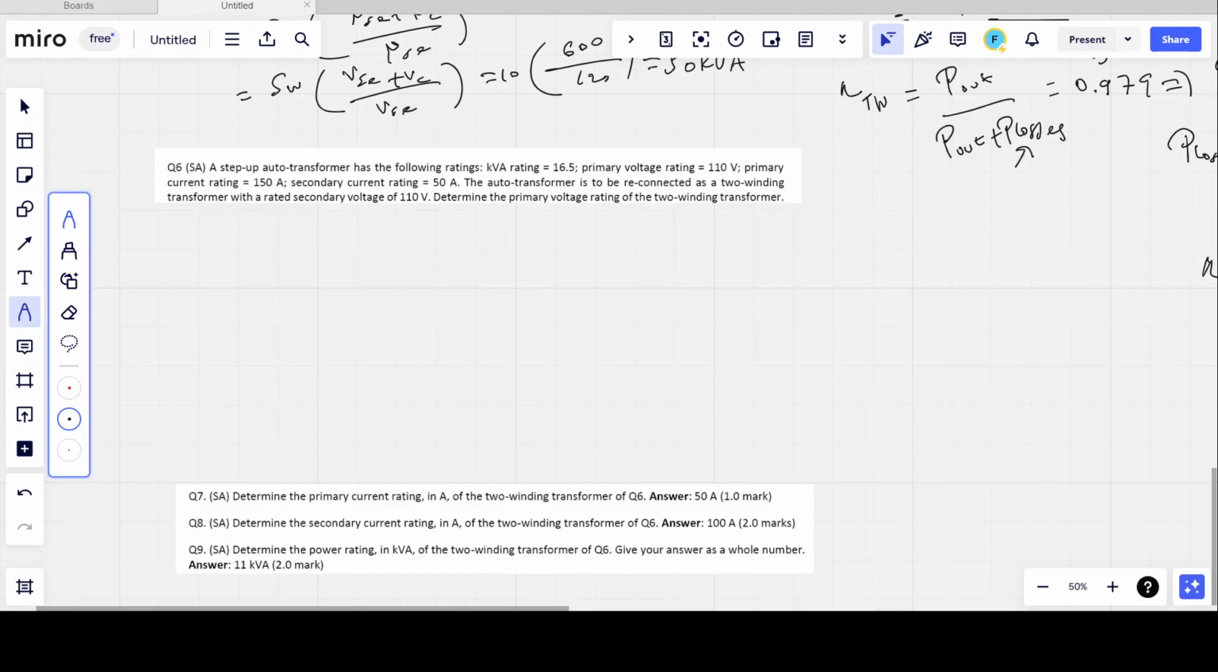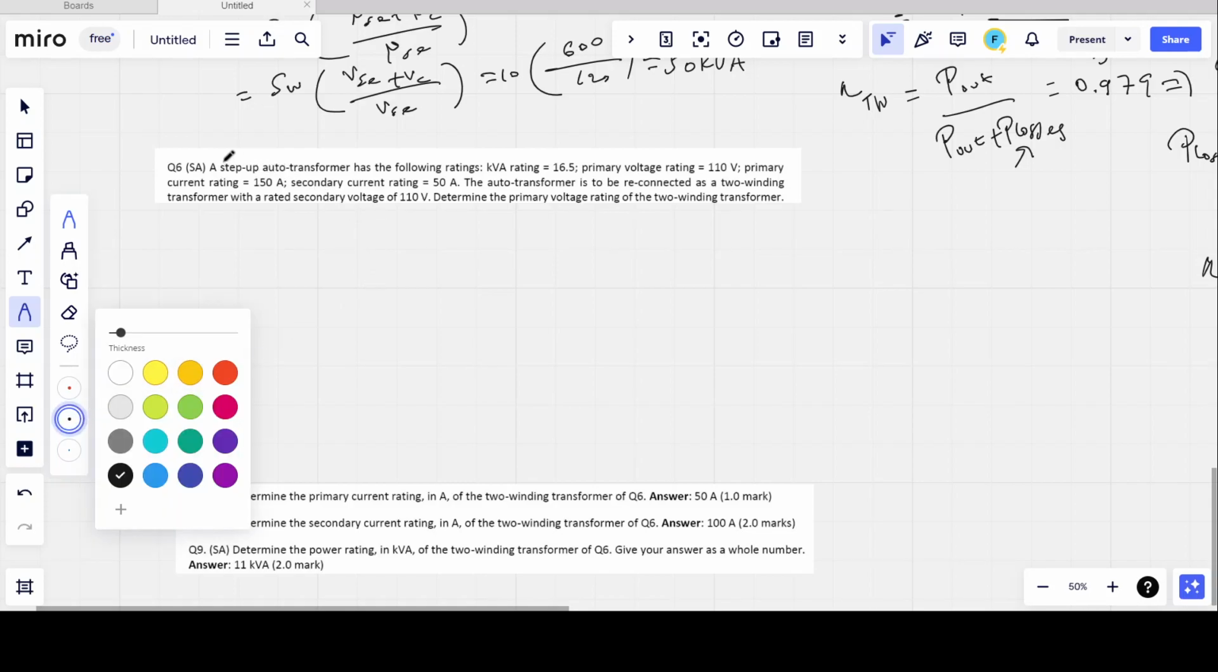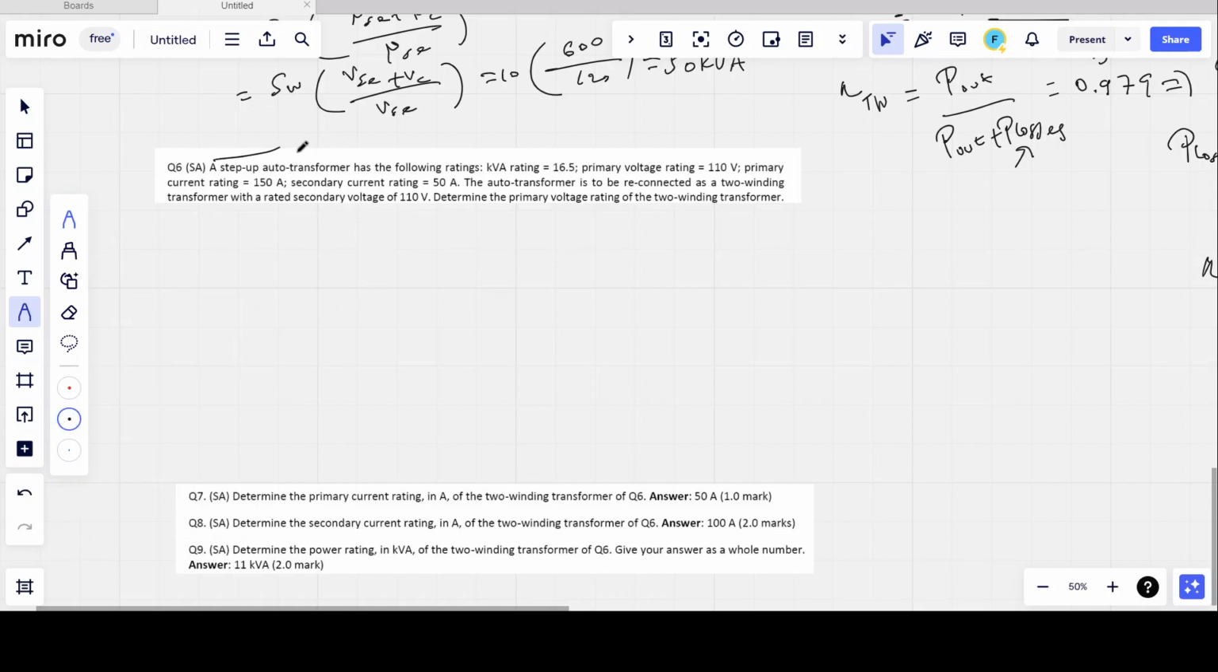Okay, now let's solve the very last question of the day, which is question number 6, which goes up until question number 9. So this is a step-up autotransformer. Let me just draw the image of a step-up autotransformer.